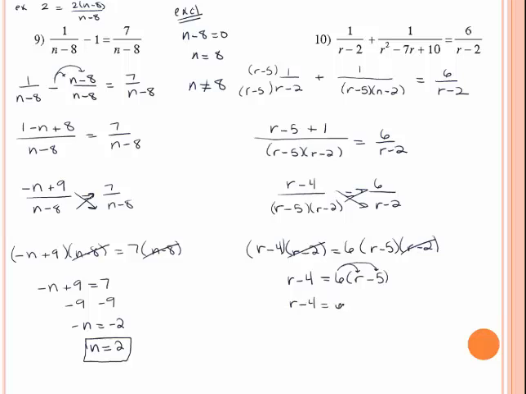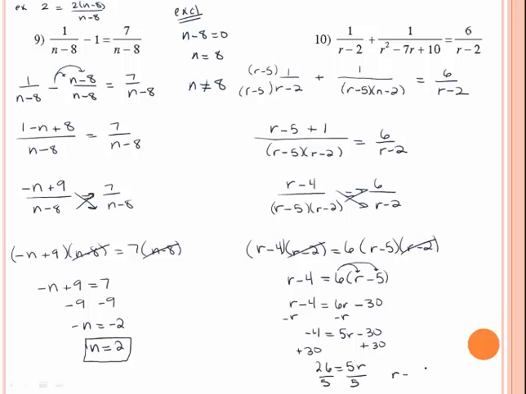I'm going to subtract r from both sides, and I'll get negative 4 is equal to 5r minus 30. I'll add 30 to both sides, and I will get 26 is equal to 5r. Divide both sides by 5 to get r is equal to 26/5.